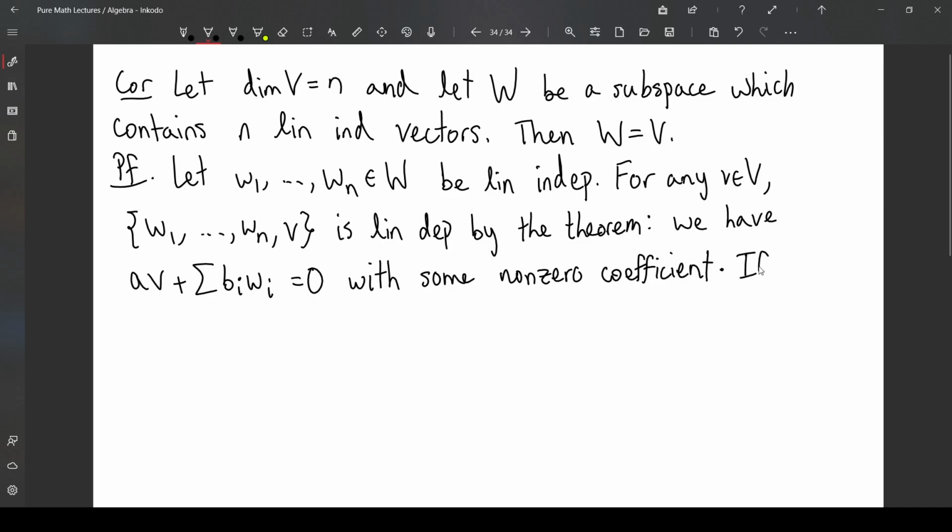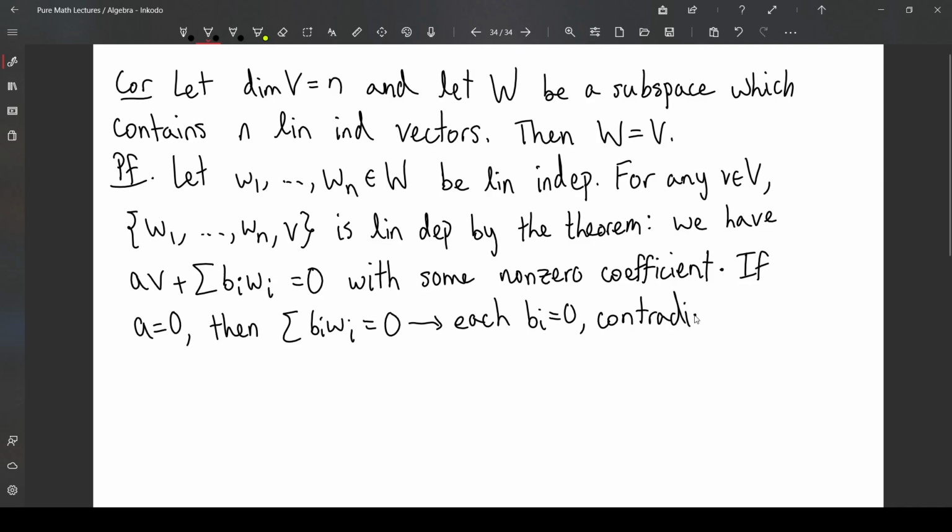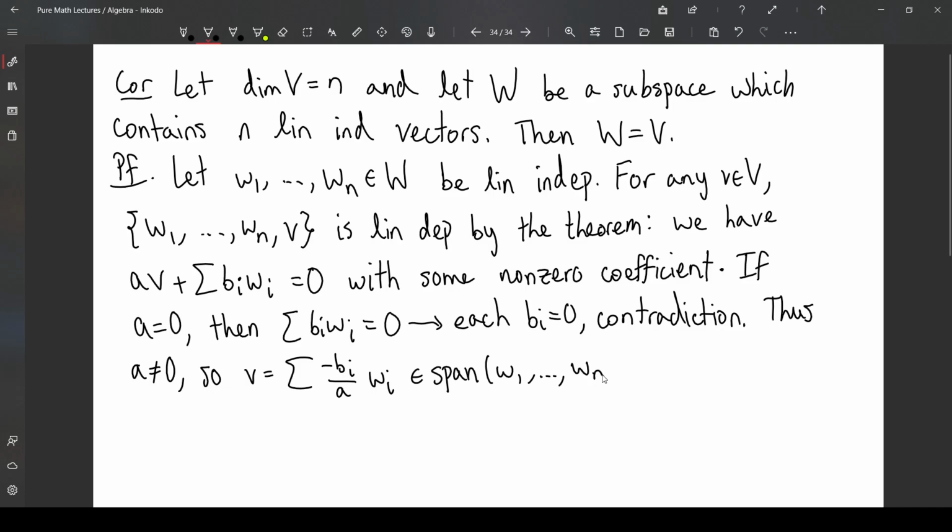Let's see what would happen if A equals 0. Then the sum of the B sub I, W sub I being 0, since they are linearly independent, implies that each B sub I is 0. But that contradicts there being some non-zero coefficient. So this is a contradiction. Thus, A is non-zero, and now we can solve for v. So v is the linear combination of negative B sub I over A times W sub I, and this is in the span of W1 through Wn.